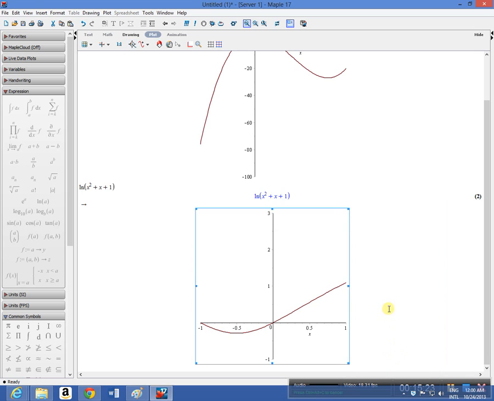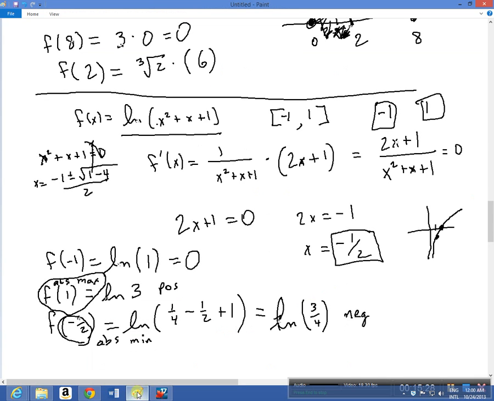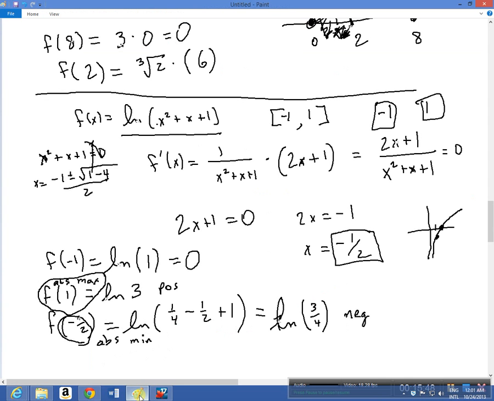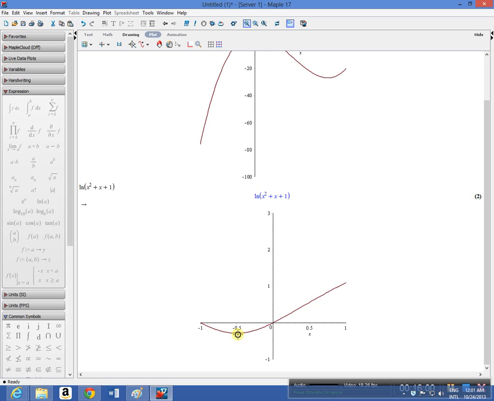Okay, so what's going on here? Well, on the interval from -1 to 1, that is where we were, isn't it? So we have a function that goes like that. It looks to me like this guy is our absolute min, and we're going to have an absolute max at 1. What did we say? We have an absolute max at 1, and we have an absolute min at -0.5. Looks pretty good.